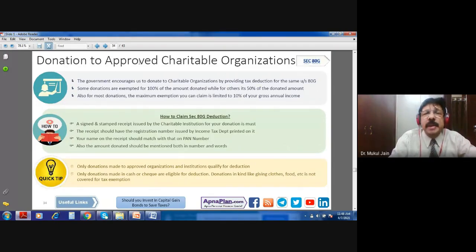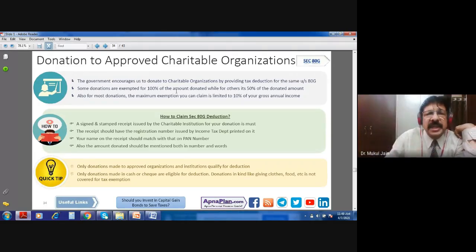It is donation to approved charitable organizations. So I'm reading it. The government encourages us to donate to charitable organizations by providing tax deduction for the same under section 80G. Some donations are exempted for 100% of the amount donated, while for others it is 50% of the donated amount. Also, for most donations, the maximum exemption that you can claim is limited to 10% of your gross annual income.